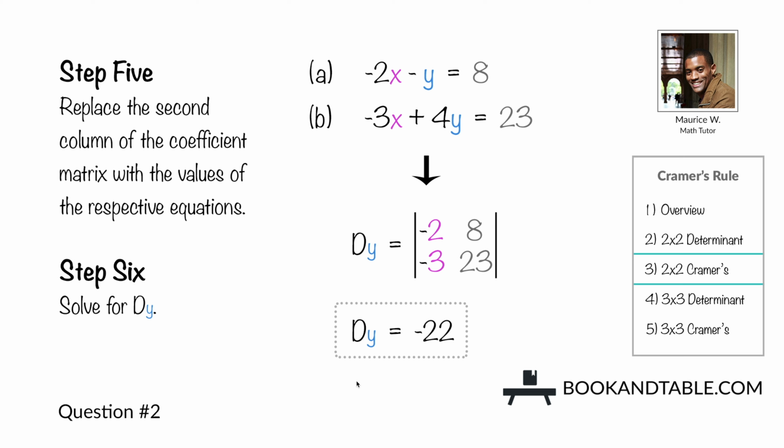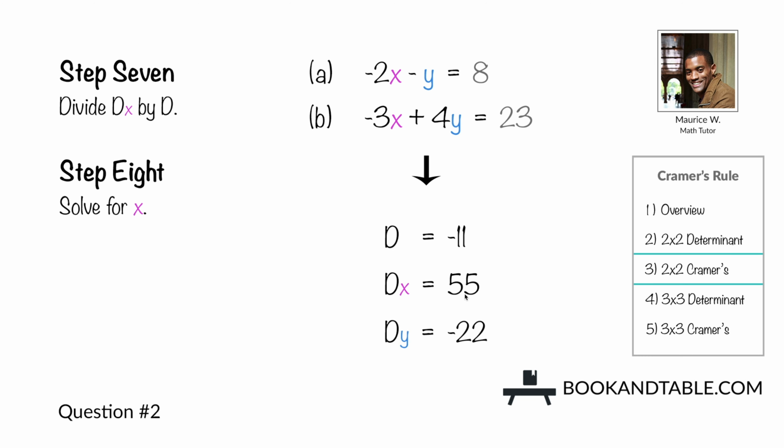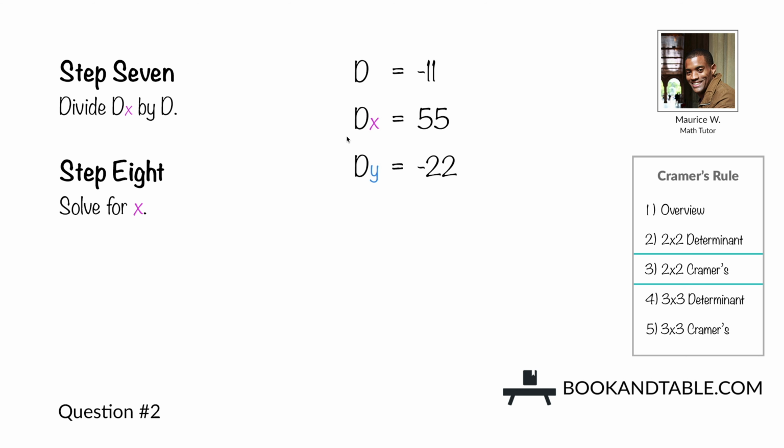So now that we know d, dx, and dy, we can find the solution. We first want to divide dx by d to find x. So let's move equations a and b to the side for a moment and just work with our determinants. When we divide 55 by negative 11, this will give us x. 55 divided by negative 11 is negative 5. So we see x is equal to negative 5.